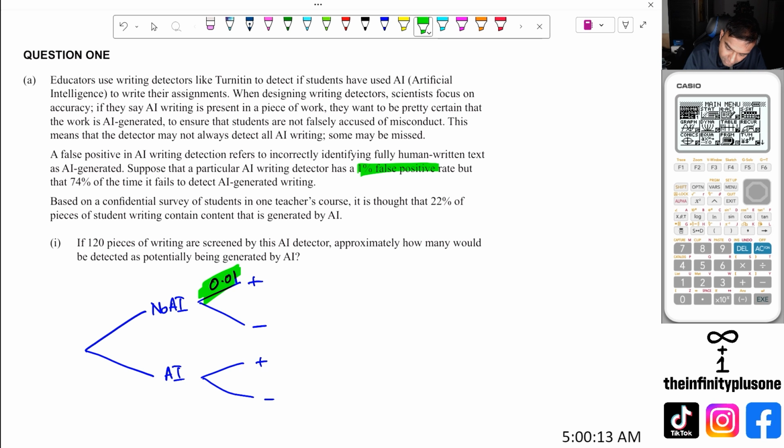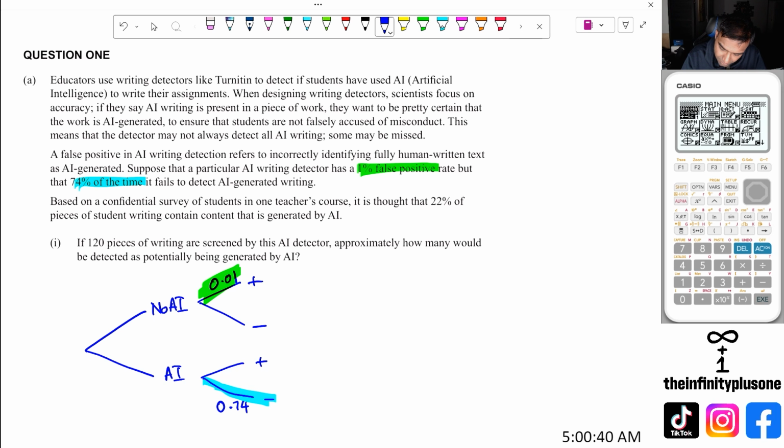And then 74% of the time it fails to detect AI generated writing. So that means that's going to be this particular branch here. That's going to be 0.74, because what it says is that 74% of the time it fails. That means AI was used, but 74% of the time it didn't actually detect it at all.